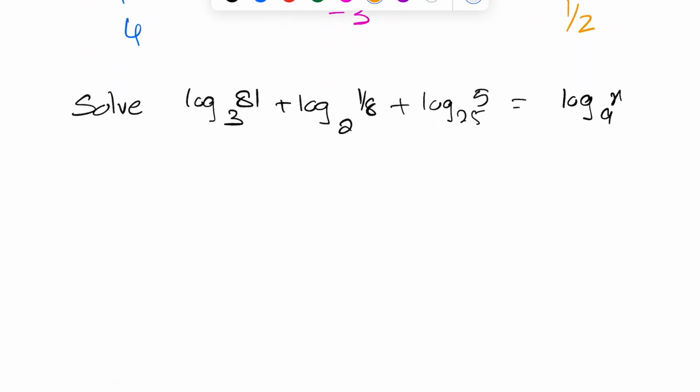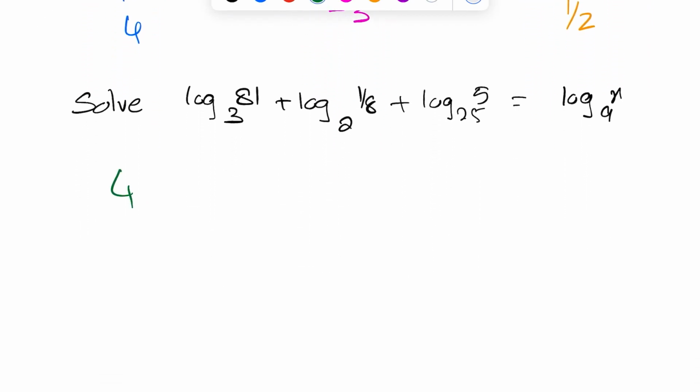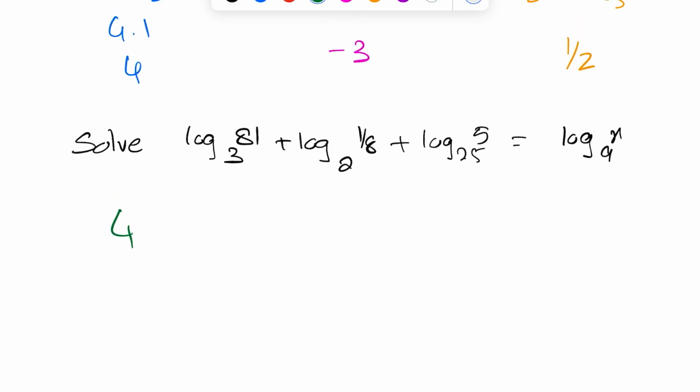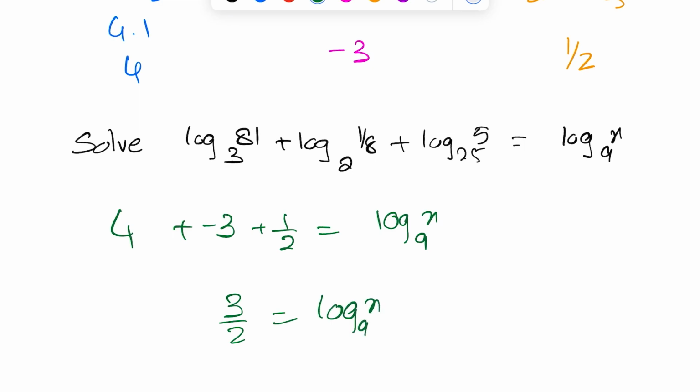Now plug in those values. This is 4, negative 3, and plus 1 upon 2 equals log x to the base 9. 4 minus 3 is 1. 1 plus 1 upon 2 is 3 upon 2. 3 upon 2 equals log x to the base 9. So 9 power 3 upon 2 equals x. So x equals 27. That's going to be the answer.